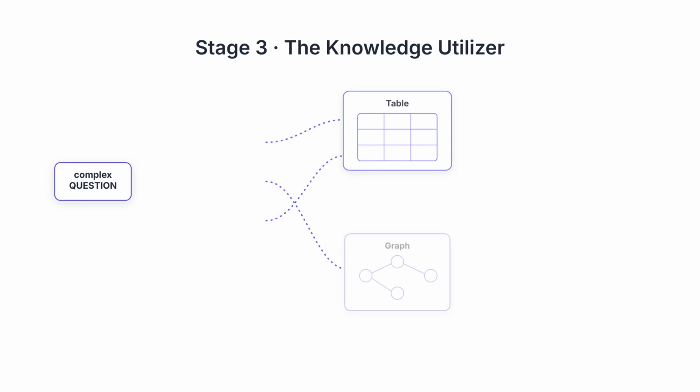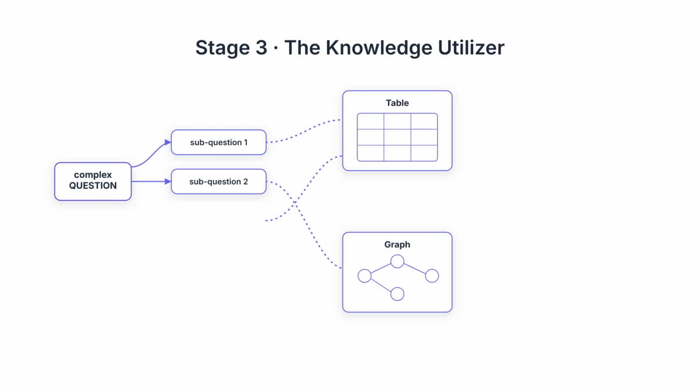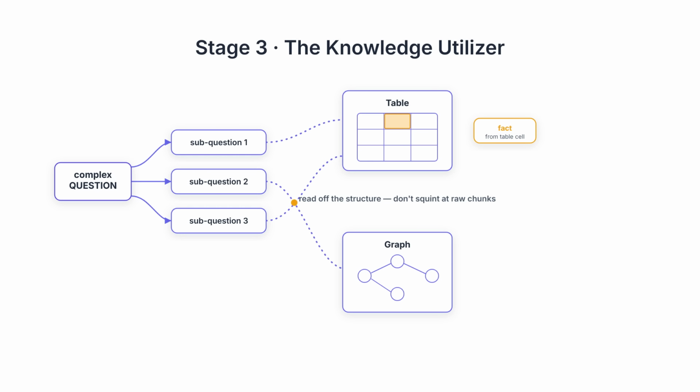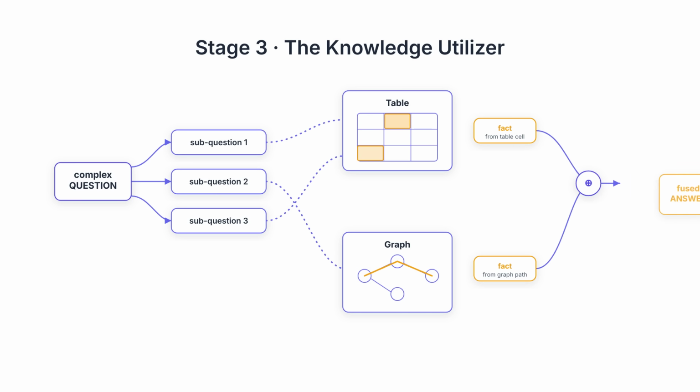Stage 3 is the structured knowledge utilizer, the payoff. Faced with a complex question, it first decomposes it into smaller sub-questions. Then it reads each answer directly off the structured scaffold, a cell in the table, a path in the graph, instead of squinting at raw chunks. Finally, it fuses the sub-answers into one response. Because the knowledge is already organized, the model's job shrinks from reasoning plus searching to mostly just reading.